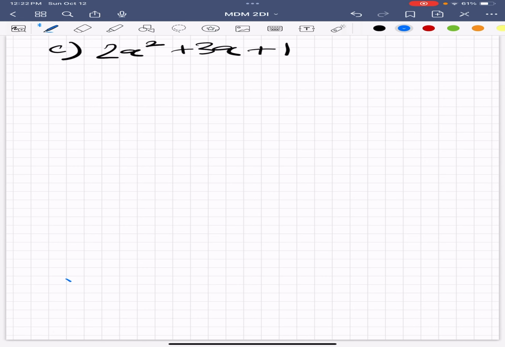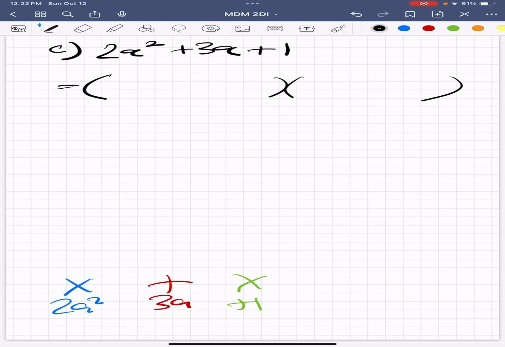So we need two factors that multiply to 2a squared. We need it to add up to 3a. And then we need two factors that multiply to positive 1. So we get our brackets ready: 2a, 1a, or just a. And then we need 1 and 1, plus, plus, and then we're going to check by expanding out.